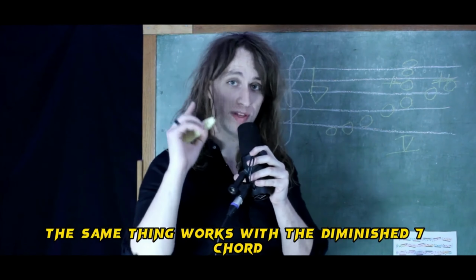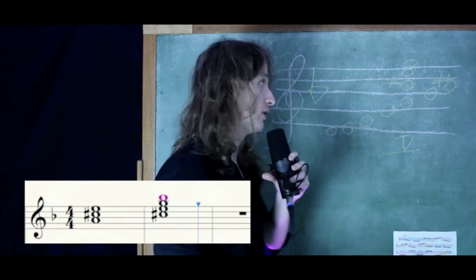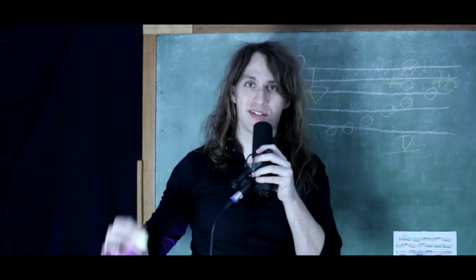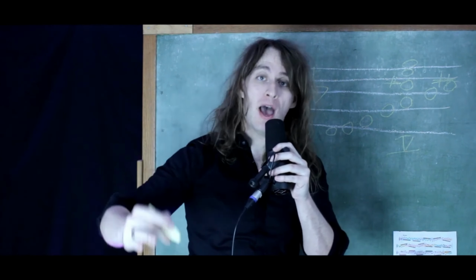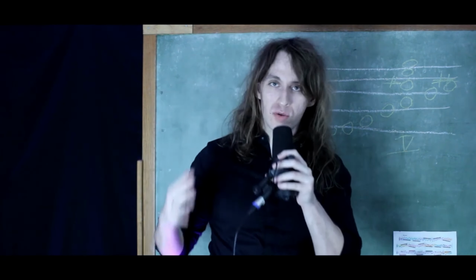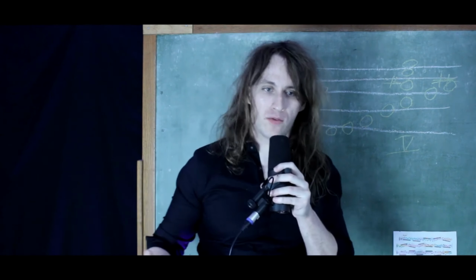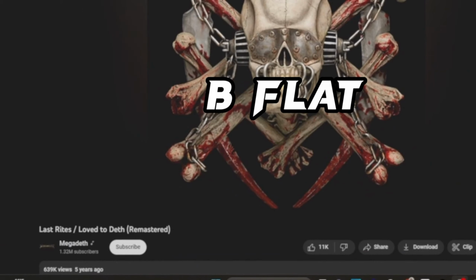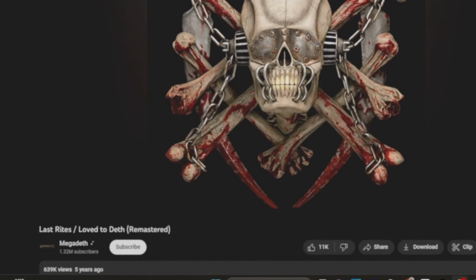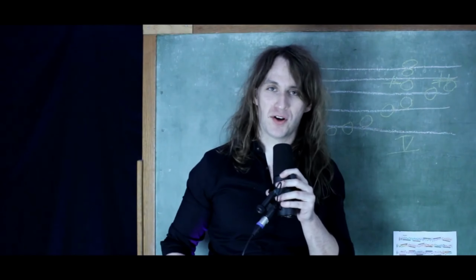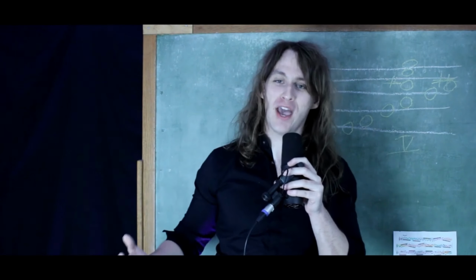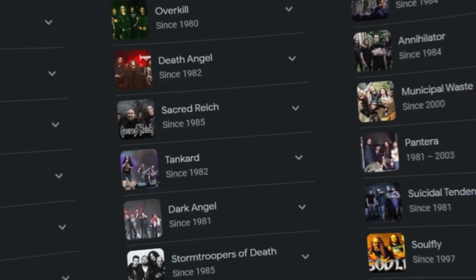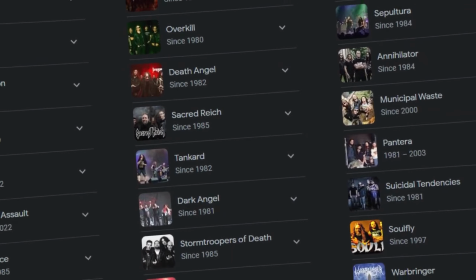The same thing works with the diminished 7 chord, which we would start on the note C sharp and stack in minor thirds. So C sharp, E, G, and then a B flat in there. So this was a really neat way to begin the album. It was really interesting to hear a lot of really cool guitar runs and a lot of descending minor scales underneath. It was a really strange way of starting off Megadeth's entire career, and I think that really set them apart from a lot of these other thrash metal bands.